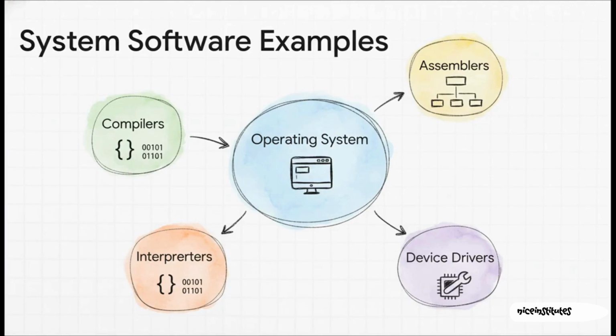So what are we talking about here? Well, the most famous example, of course, is your operating system. Think Windows or Mac OS or Android. It's the master controller of the whole show. But this category also includes these other, less obvious tools, like compilers and interpreters. Basically, you can think of them as professional translators that turn the code developers write into a language the computer's hardware can actually understand and execute.